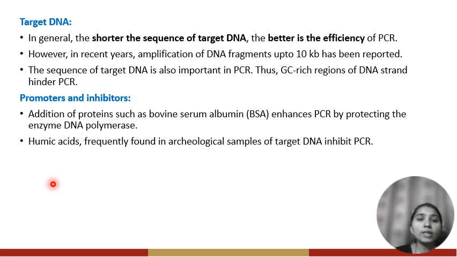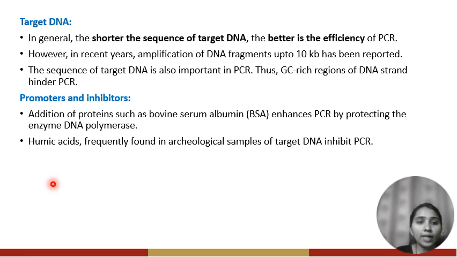So the sequence of the target DNA is also important in the PCR, in that GC, meaning guanine and cytosine rich regions of the DNA strand, are mainly selected for the targeted DNA. So next key factors are the promoters and the inhibitor.